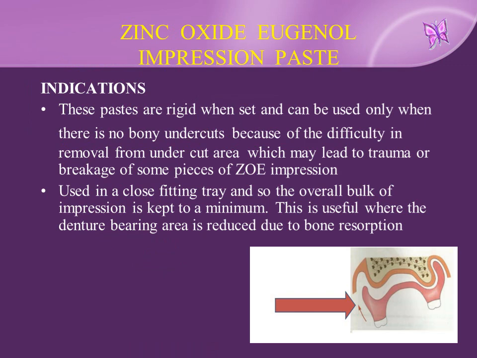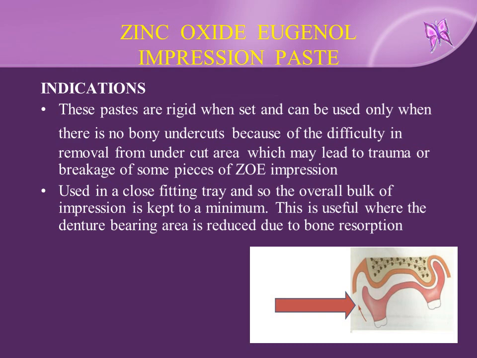Zinc oxide eugenol impression paste. Indications: these pastes are rigid when set and can be used only when there is no bony undercut because of the difficulty in removal from the undercut area, which may lead to trauma or breakage of some pieces of zinc oxide impression. Used in a close-fitting tray, and so the overall bulk of the impression is kept to a minimum.